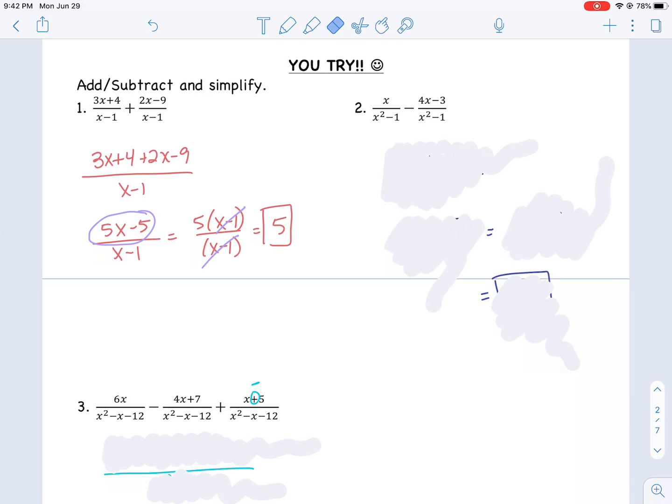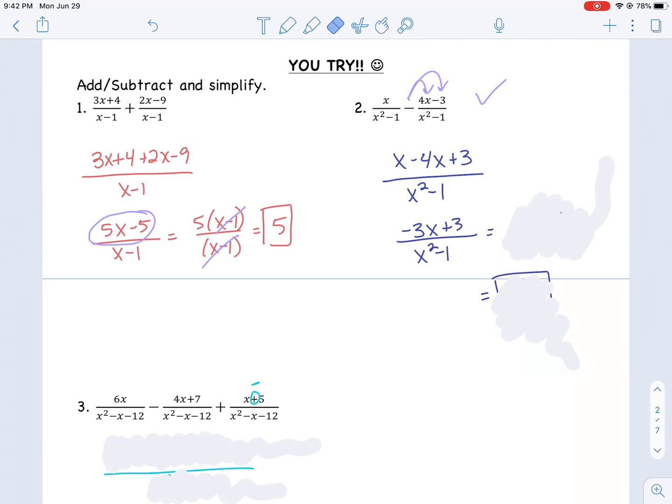Subtracting fractions is the same idea. We can subtract fractions as long as we have a common denominator, which we do. And then we can just subtract the numerators, but make sure you distribute that negative to both terms in that second fraction. So on the numerator, you should have an x minus 4x plus 3. That's really huge. All right, combining like terms, it looks like I have a negative 3x plus 3 in my numerator and an x squared minus 1.